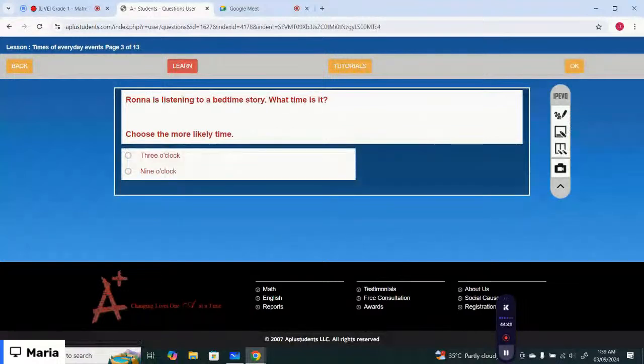Rona is listening to a bedtime story. What time is it? 9 o'clock or 3 o'clock? That's bedtime. So what time is it? Rona is listening to a bedtime story, so then it is 9 o'clock, right? 9 o'clock is the bedtime.